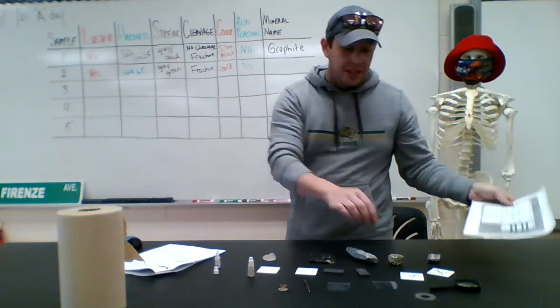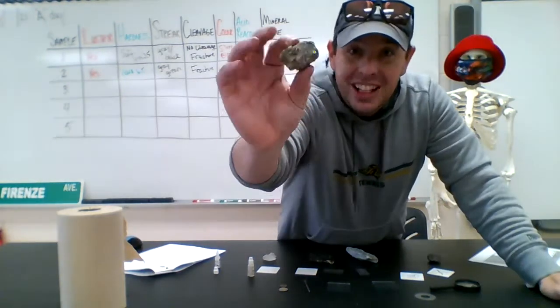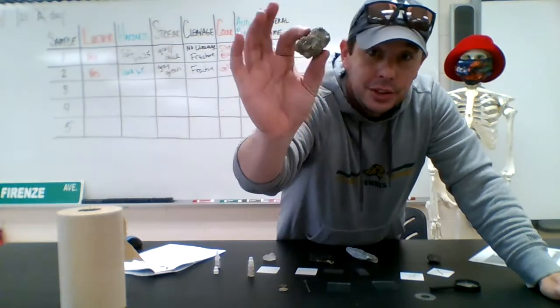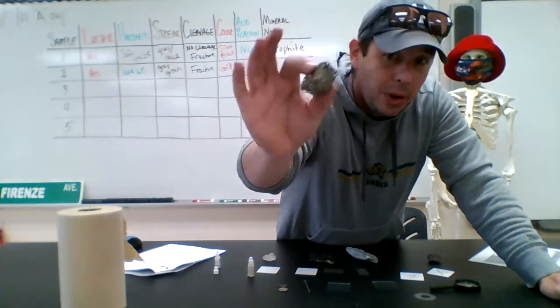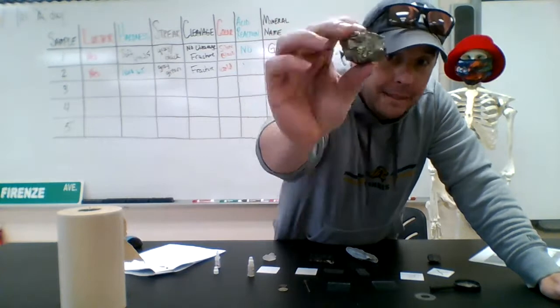Pyrite. This is a piece of pyrite. Now, do you guys know what pyrite is? Okay, this stuff. This is fool's gold. This made many people go broke because they thought it was real gold and it wasn't. This is fool's gold, pyrite, right there.